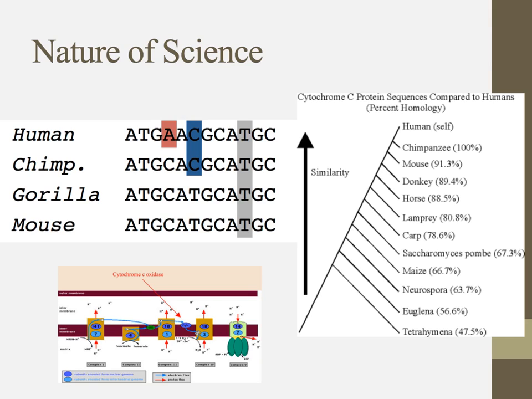Two organisms, like let's say a human and a euglena, a single cell protist, don't have very much in common. Their cytochrome C only shares 56.6% of the bases, which means that they are much more distantly related in terms of evolutionary relationships than a human is with a chimpanzee. So pretty cool stuff that we're doing there with those base sequences. And that about does it for chapter 3.1 on genes.